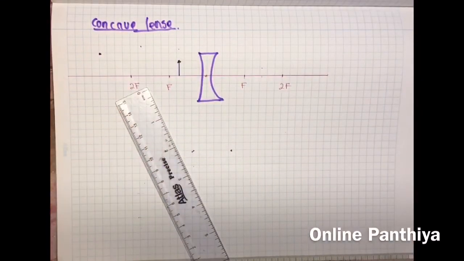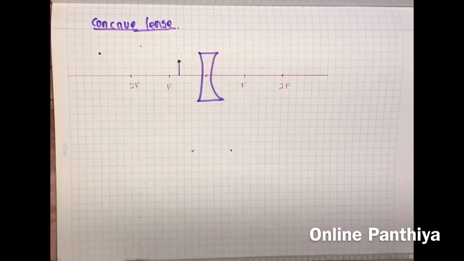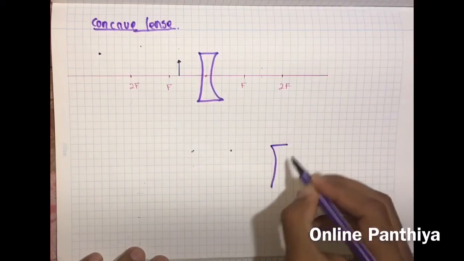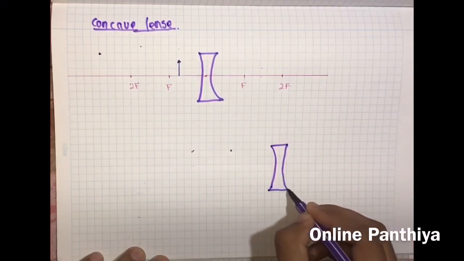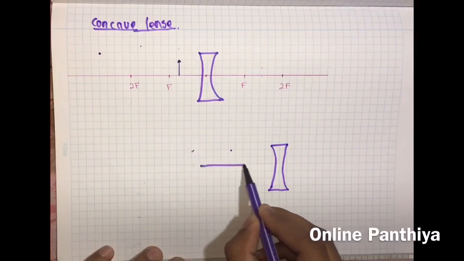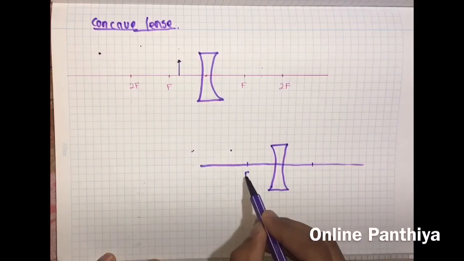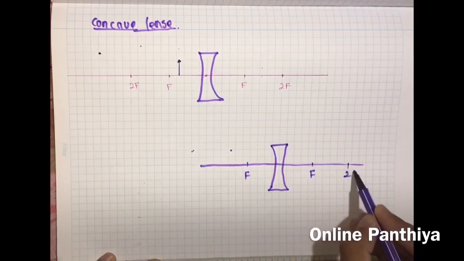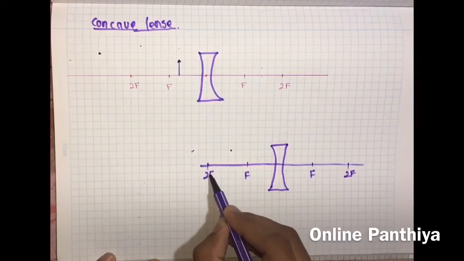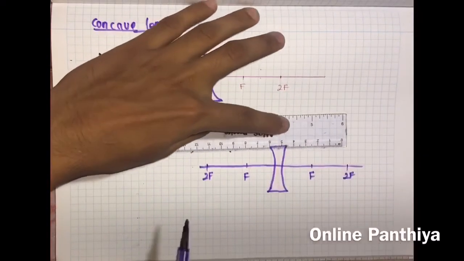First, what should I do? Before drawing, you should know the ray diagrams for concave lens. Now you cannot use the same rays you use for convex lens for this concave lens. Is that clear? You cannot use the same ones. So here you have the principal axis. Let us say you have F, focal point is here, this is twice the focal length, this is twice the focal length.